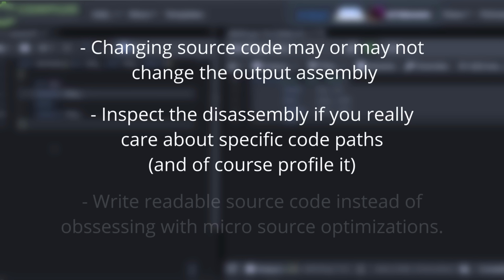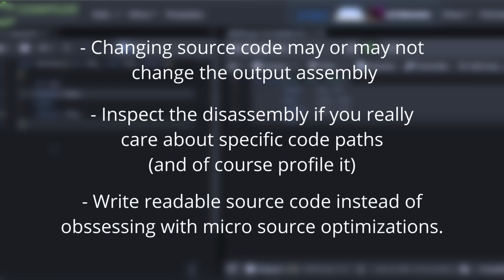In general, the compilers that we use today are based on optimization passes that have been developed for decades. So usually we could write some dumber source code and the compiler would still optimize the heck out of it.